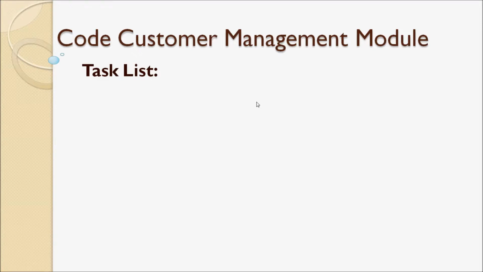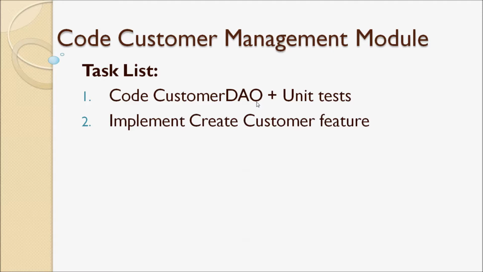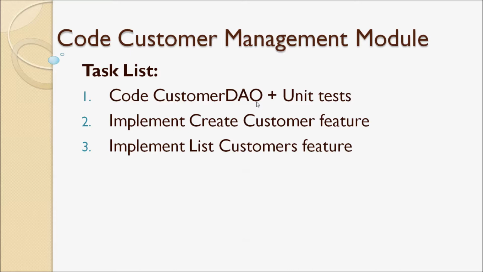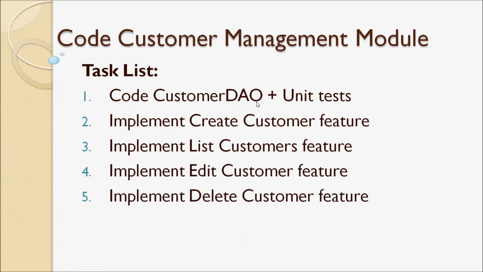So this is the task list in this section. First, we need to code the customer DAO class that provides basic database related functionalities with unit tests, and then we implement the create customer feature, list customers feature, edit customer feature, and delete customer feature.